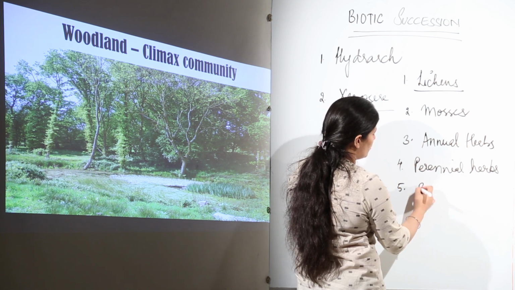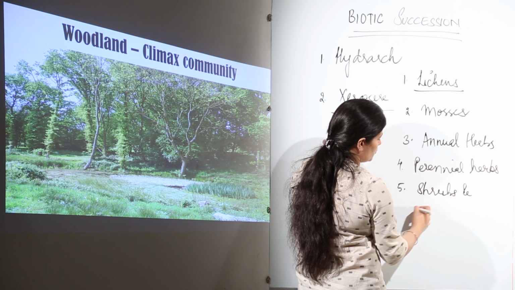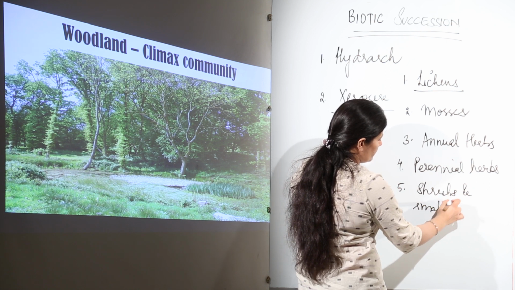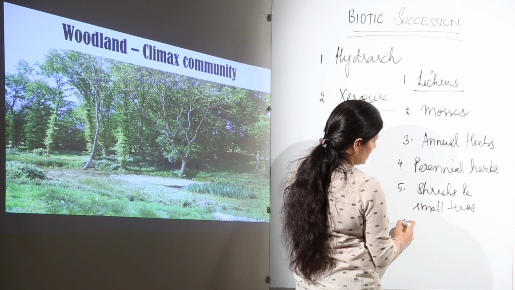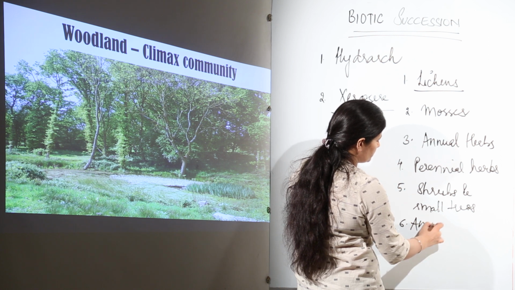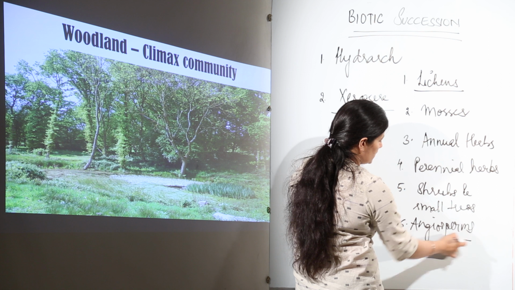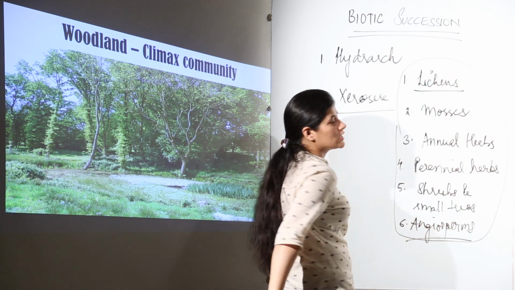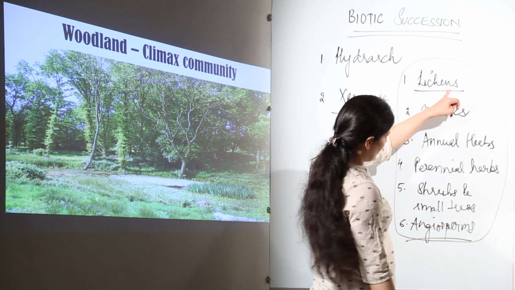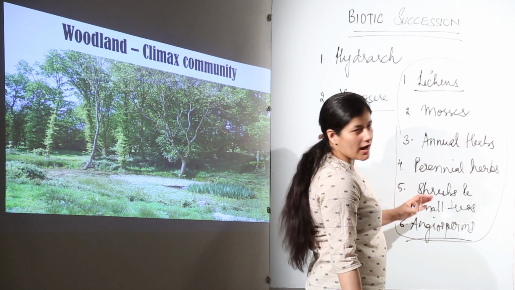Perennial herbs will follow the stage where we have shrubs and small trees, and lastly you are going to find the angiosperms or the big trees or the woodlands. So these are the stages of xerosere which are taking place. This is the pioneer community, this is the climax community. So this is all you have to remember.